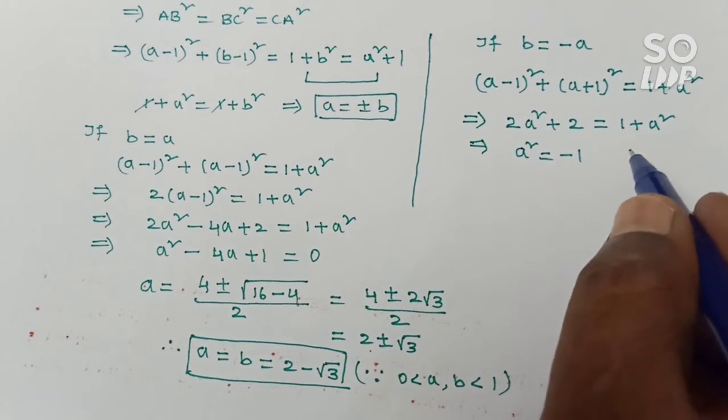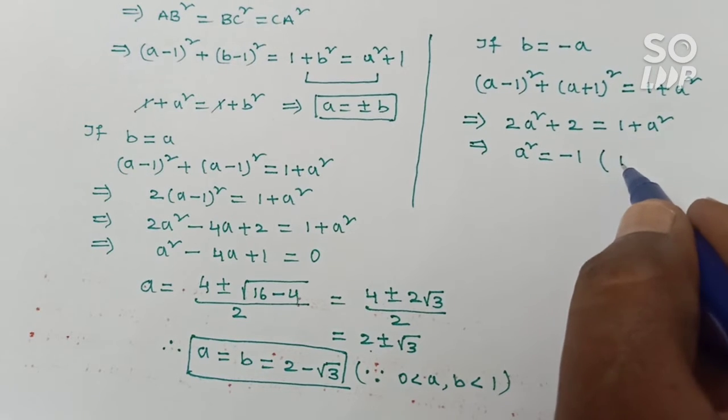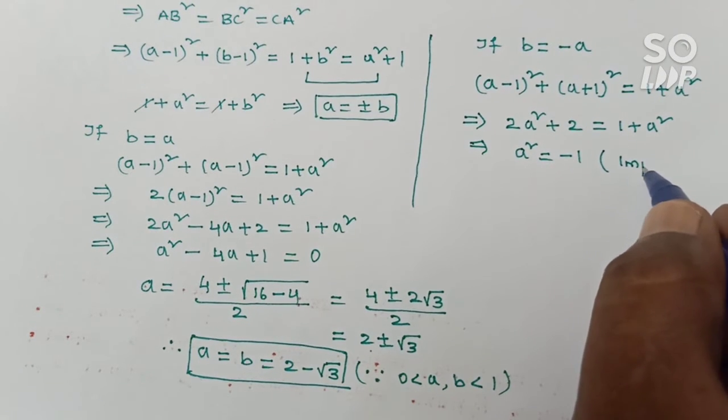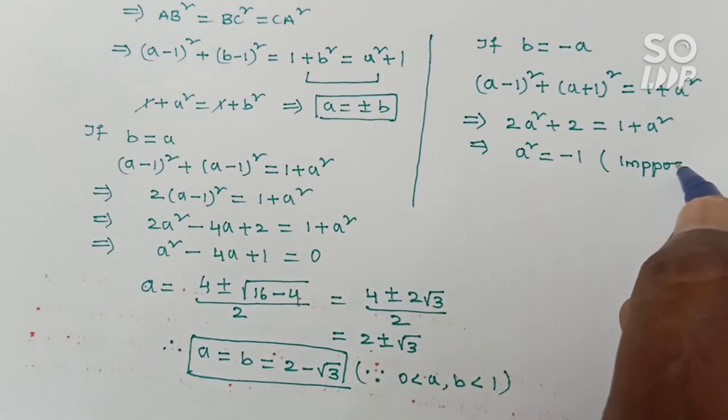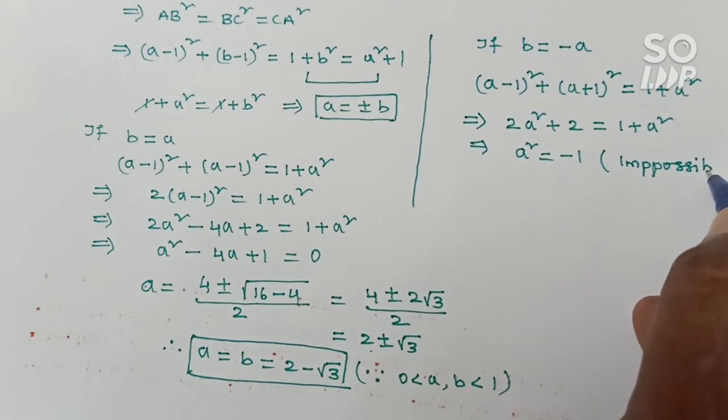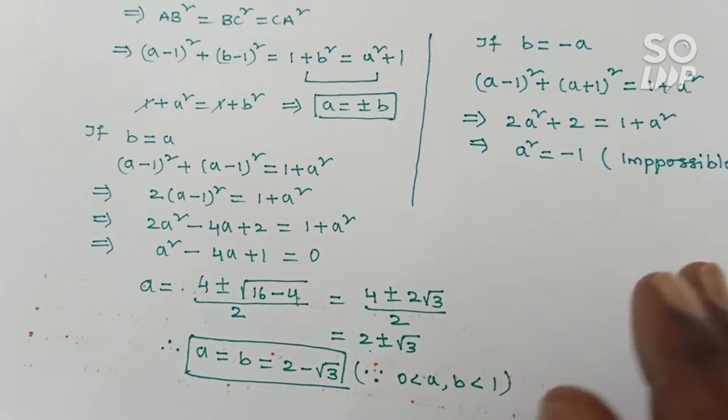So a square is equal to minus 1. Is it possible or not possible? This one is impossible. So what is your answer?